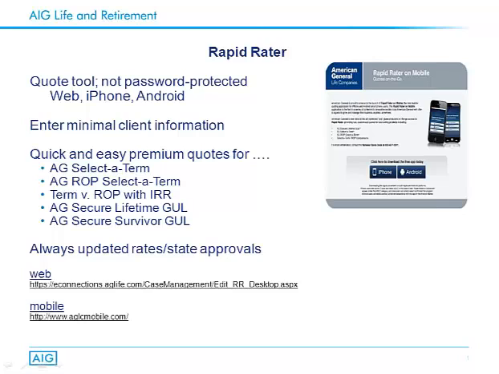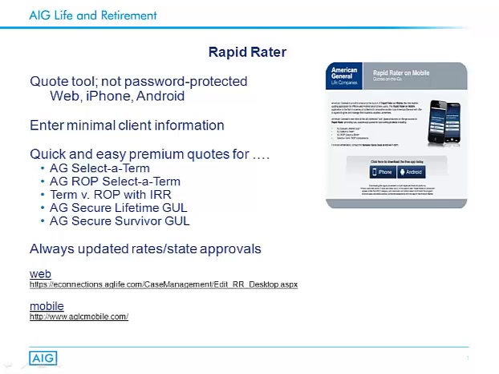A couple other things you can look at on the Rapid Rater is you can quote out our simple GUL product called AIG Secure Lifetime GUL. That is now in its second version, so it's AIG Secure Lifetime GUL with the Roman numeral 2 behind it. And also the survivorship version, which is AIG Secure Survivor GUL. Also now in its second edition, so it would be AIG Secure Survivor GUL 2.